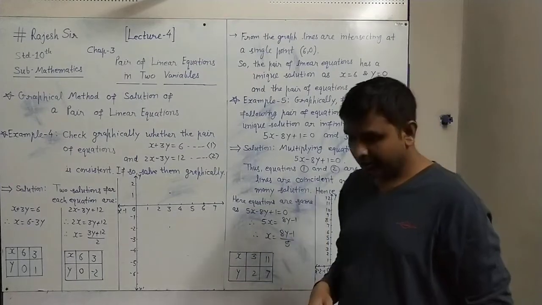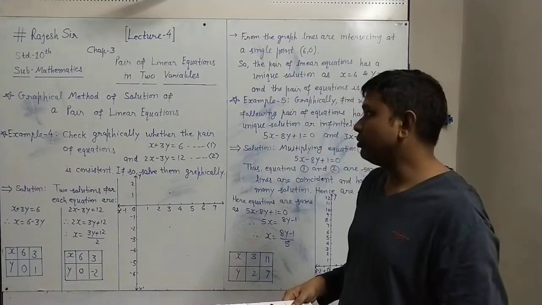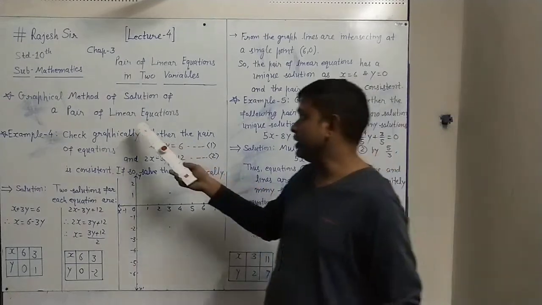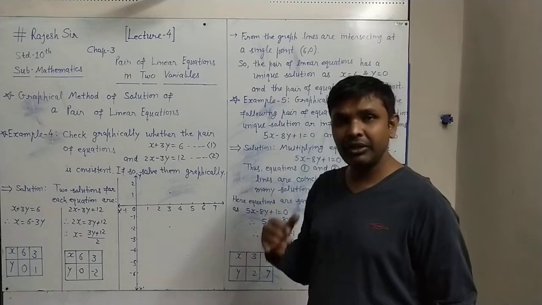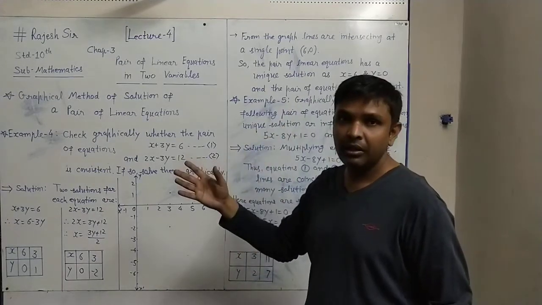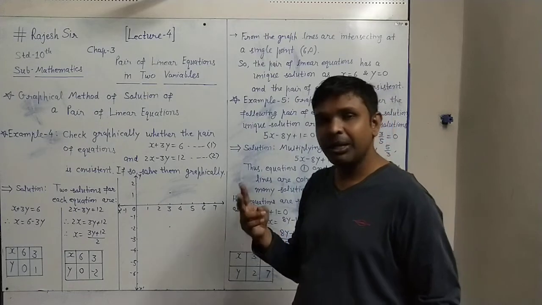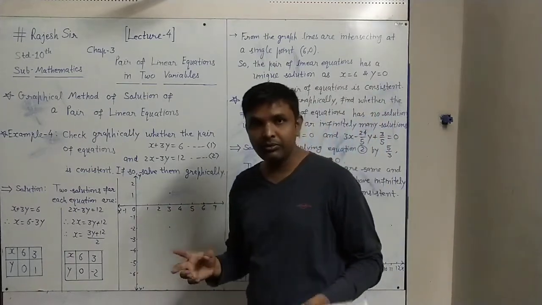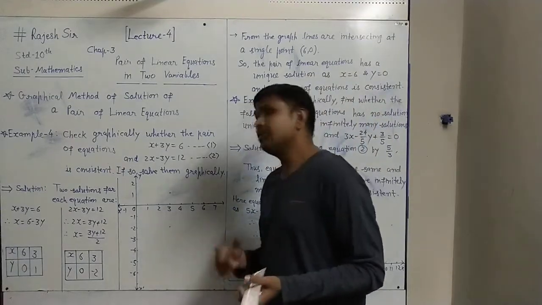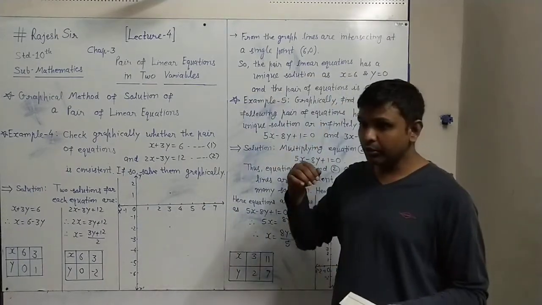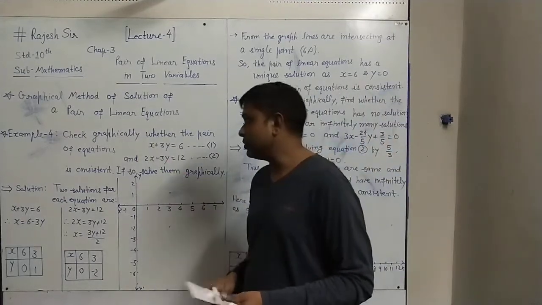Last time we wrote about what a pair of linear equations is, took some examples and saw their graphical representation. If two lines intersect, they have a unique solution. If two lines are parallel, they don't have any solution. If two lines coincide, they have many solutions. That we have seen in the last lecture. Now here we will find the actual solution of the given pair of linear equations.